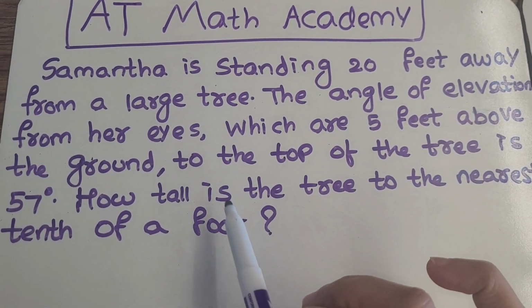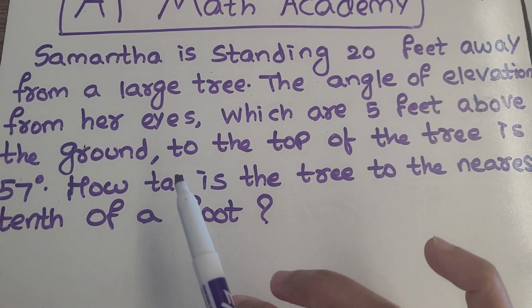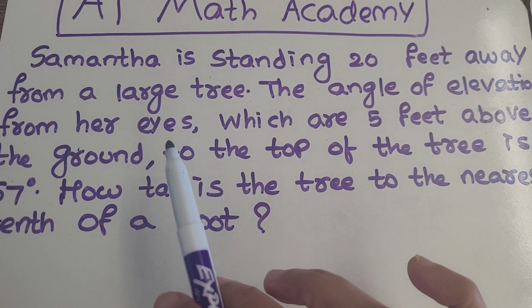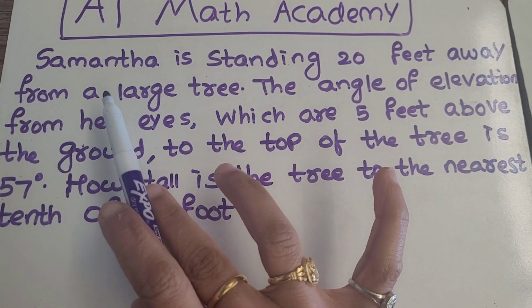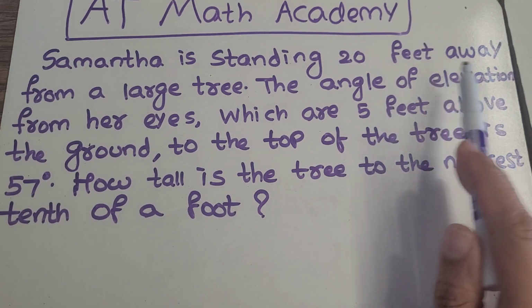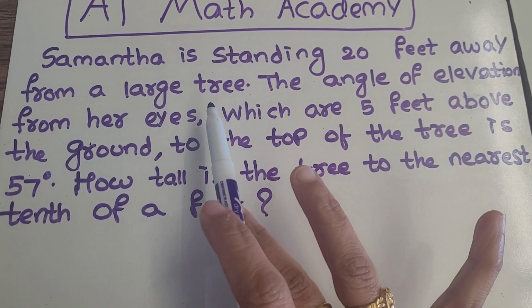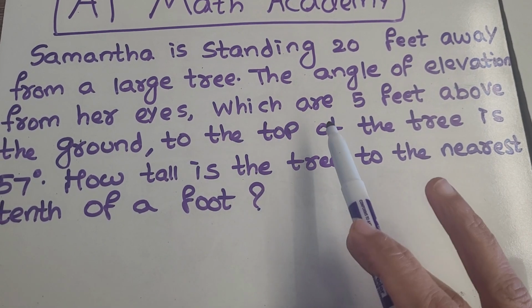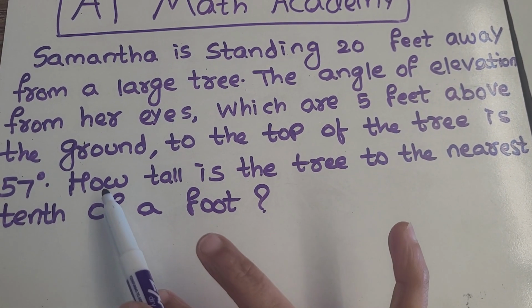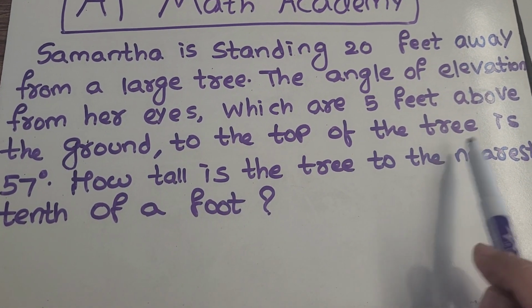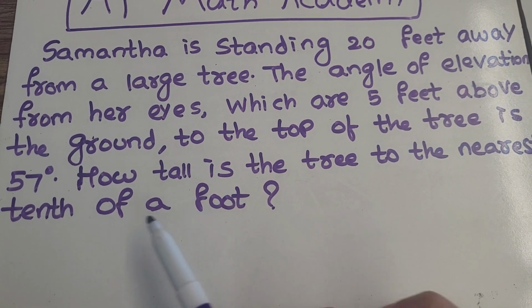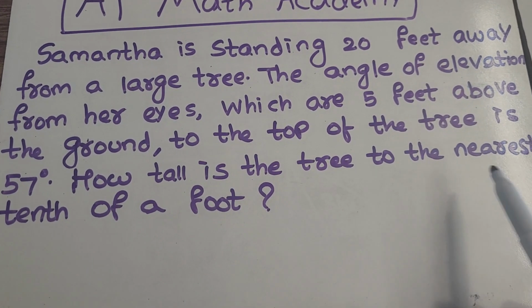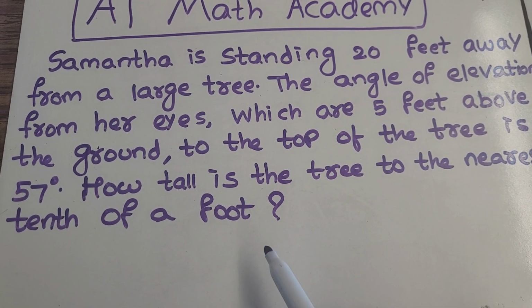The problem for today is a trigonometric problem. So I'm going to read the problem for you. Samantha is standing 20 feet away from a large tree. The angle of elevation from her eyes, which are 5 feet above the ground, to the top of the tree is 57 degrees. How tall is the tree to the nearest tenth of a foot?